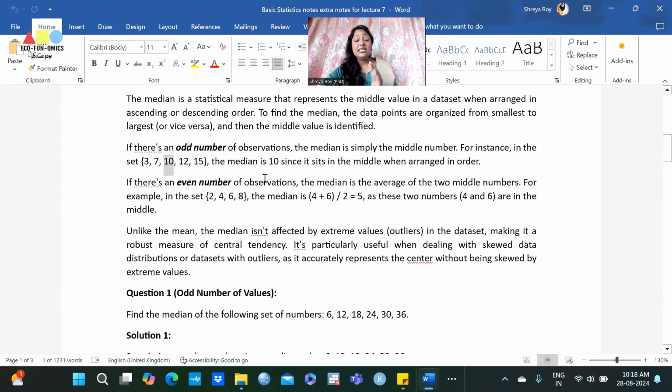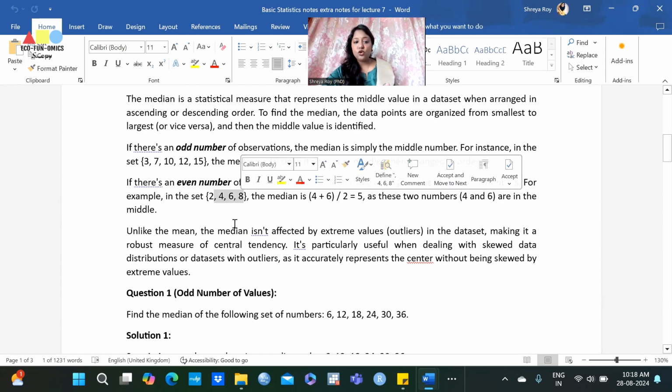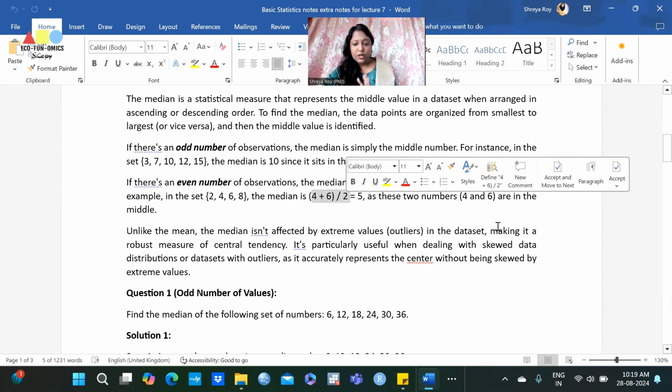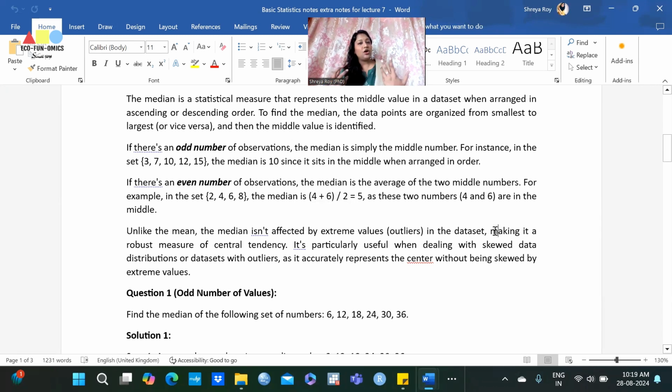Now, if it is an even number of observations, then we do n by 2. For example, here we have 4 observations, so 4 by 2, the second observation. So basically somewhere between 4 and 6, that is, 4 plus 6 by 2, so 5. So in very simple terms, we do n by 2 or n plus 1 by 2. There are other formulas definitely, like over here, we are showing that the middle two observations added and divided by 2 is basically your middle value, and hence that is your median.